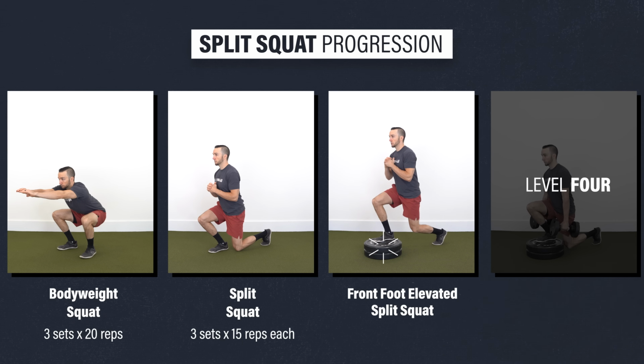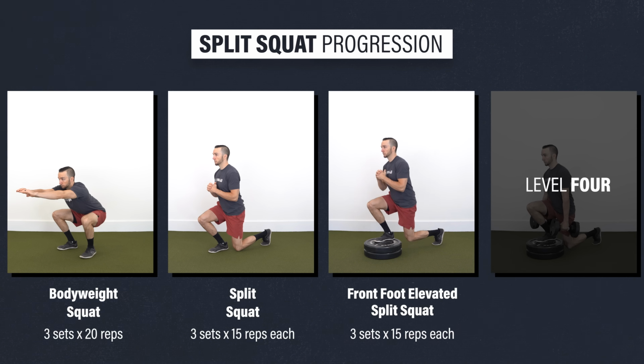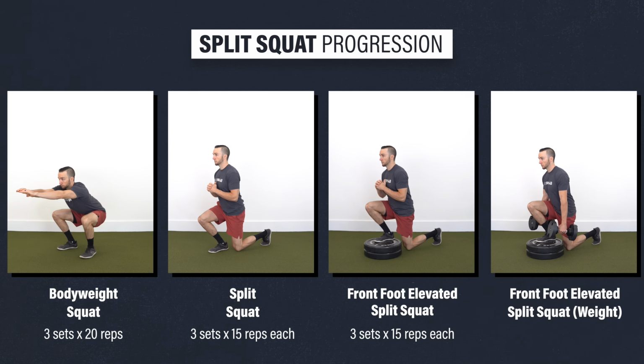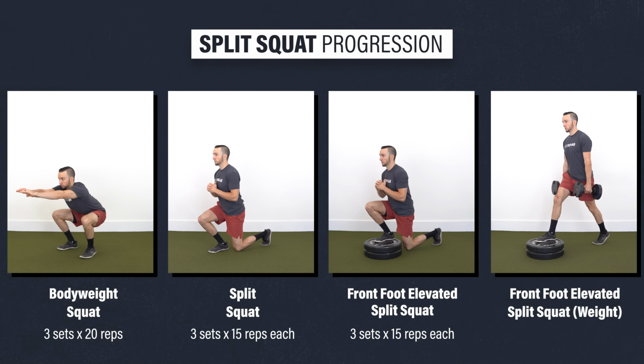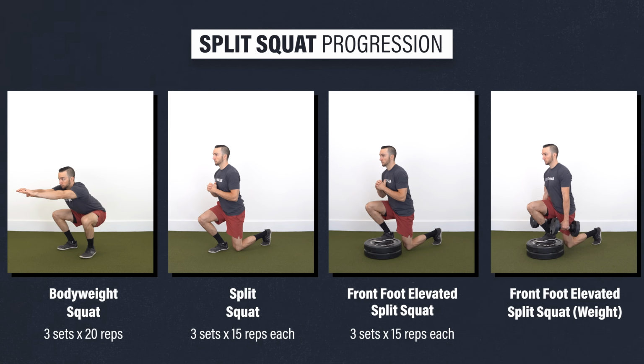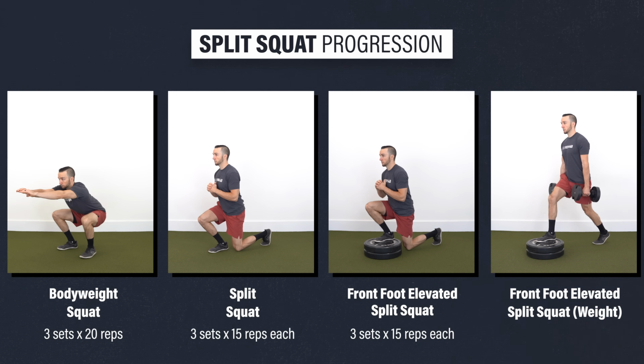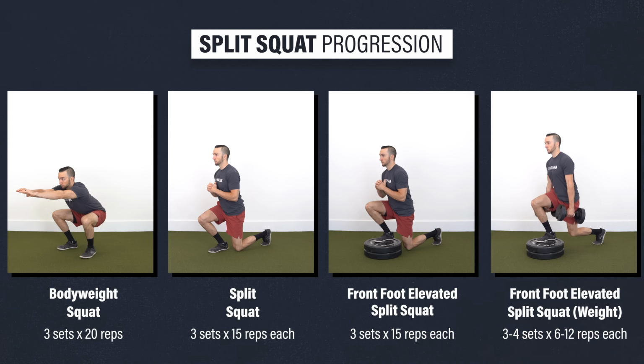Level 3, front foot elevated split squat. Elevate your front foot on an object 2 to 4 inches high and lower down, driving the front knee forward. Aim for 3 sets of 15 reps on each leg. And level 4, add weight to the previous exercise by using dumbbells, kettlebells, a barbell, etc. Perform for 3 to 4 sets of 6 to 12 challenging reps on each side.